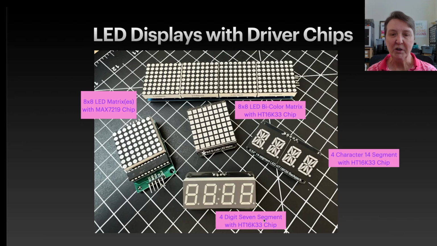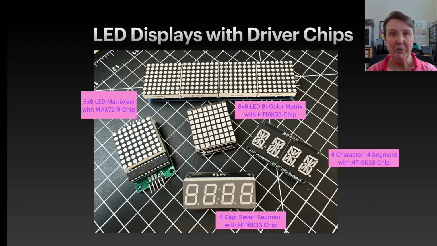I picked up a 4-digit 7-segment using that same driver chip that the bicolor has. And then I got a 4-character 14-segment display as well that uses the same driver chip. And this one would allow us to have letters displayed.